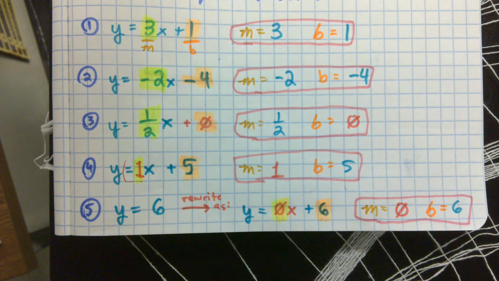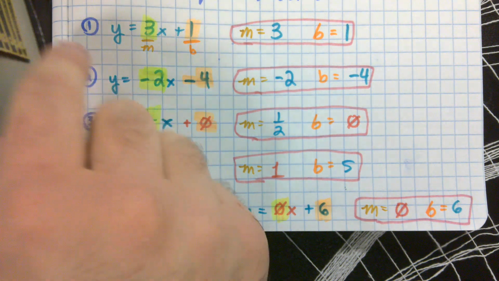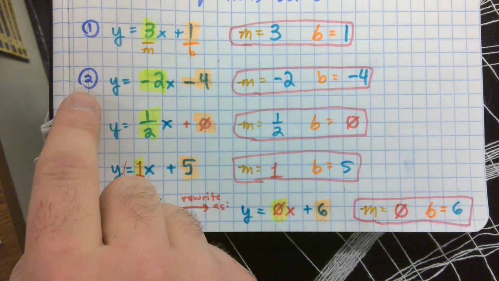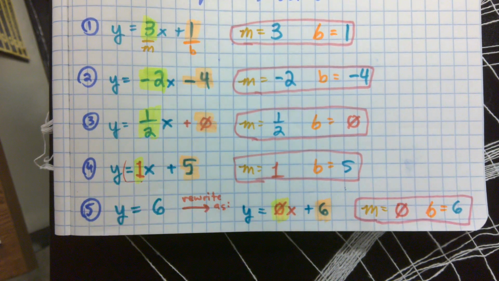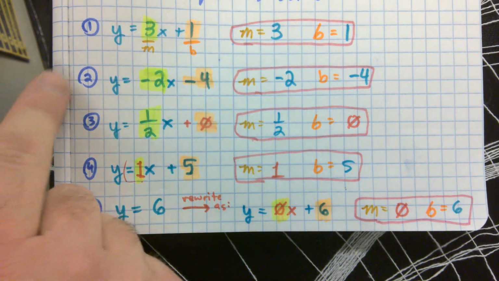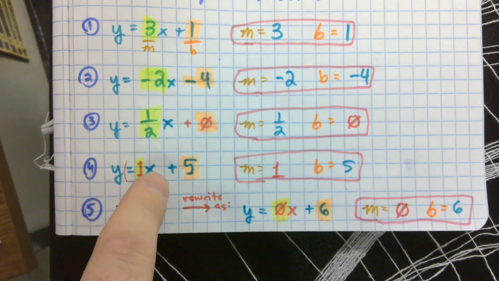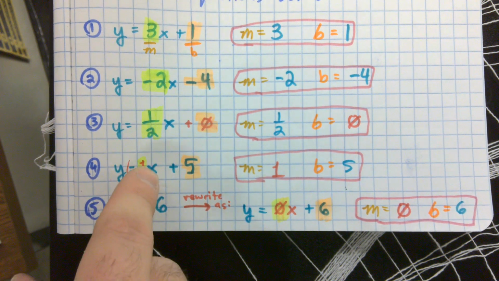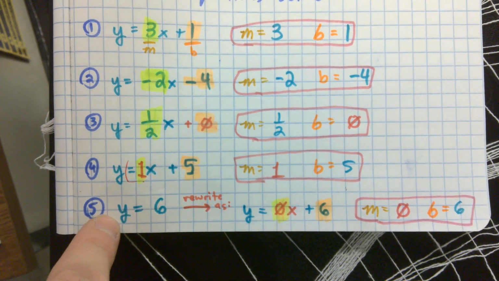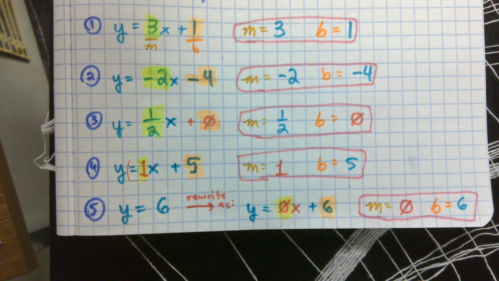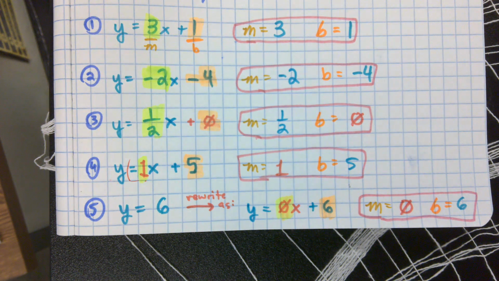Question? Sure. In example 1, we had a positive slope with a positive y-intercept. In example 2, we had a negative slope with a negative y-intercept. In number 3, we had a fractional slope with a y-intercept of 0. In number 4, we had an invisible slope of 1. And in example 5, we had a slope of 0, no x at all, with that positive y-intercept. So that covers every different type of equation you're going to see.